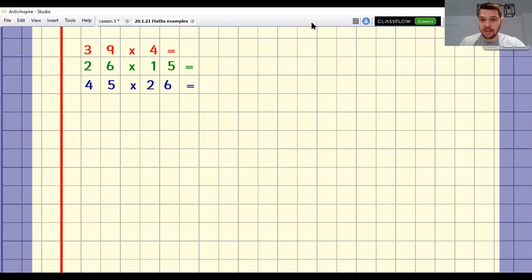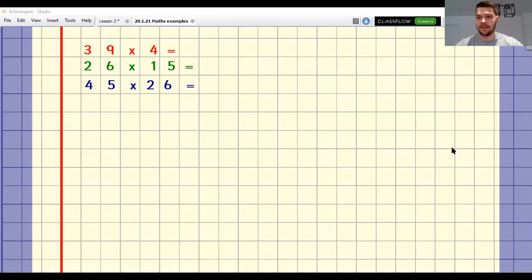Okay, I think we're up and running. Let me just go back into that just to make sure. There we go. We can do some maths. Perfect. So today we're going to be progressing on to 2-digit by 2-digit multiplication in that short multiplication method.